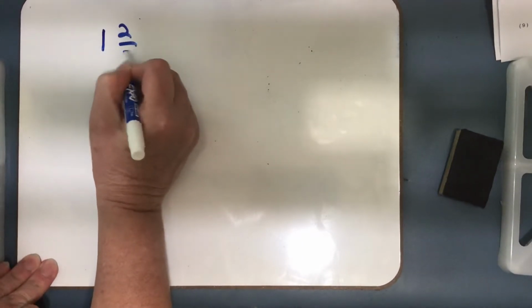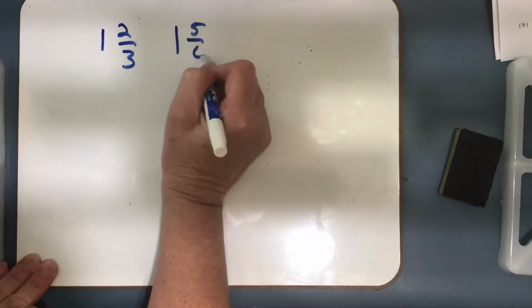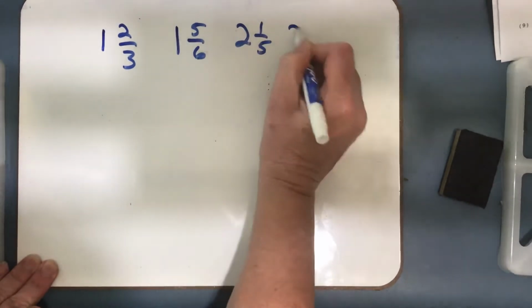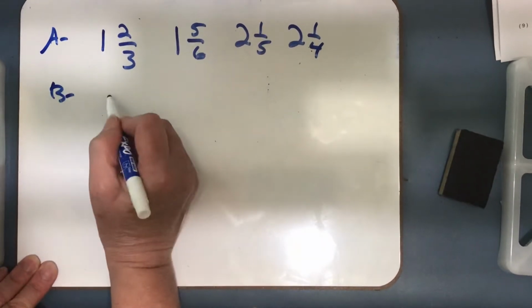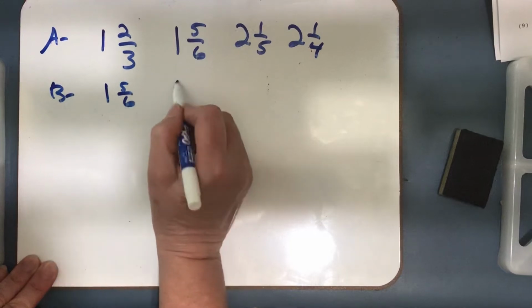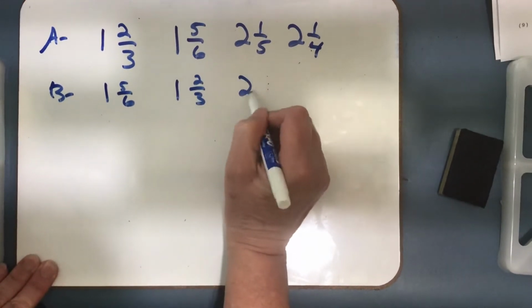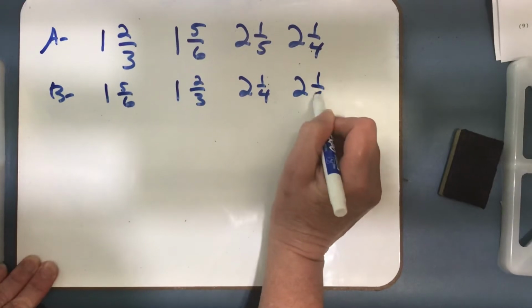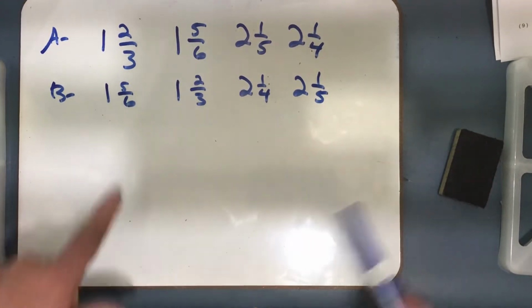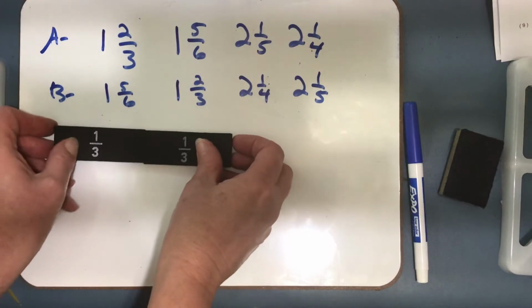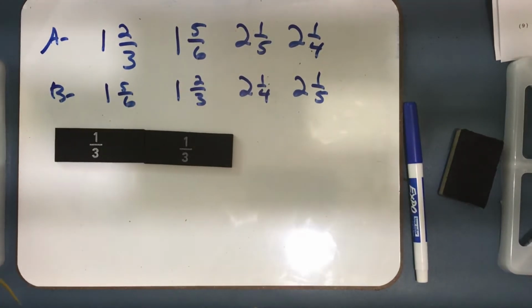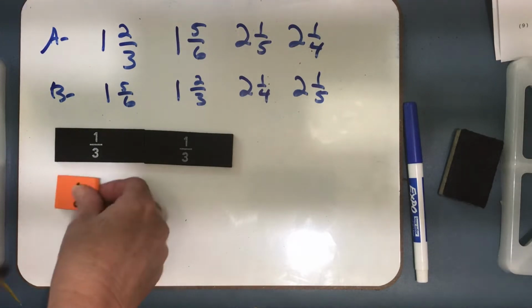So we have 1 2/3, 1 5/6, 2 1/5, and 2 1/4. Right, that's A. And then choice B has 1 5/6, 1 2/3, 2 1/4, and 2 1/5. Okay, so I need to decide which is bigger, 2/3 or 5/6, because the whole number is 1 on both of those. So here's 2/3, right there, and then 5/6, it's right here.